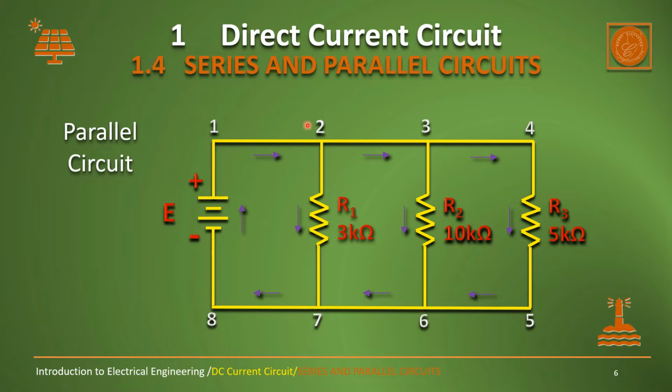Since 1, 2, 3, and 4 are electrically common points, the voltage is exactly the same, if we ignore the resistance in the wires, because that resistance is very small.